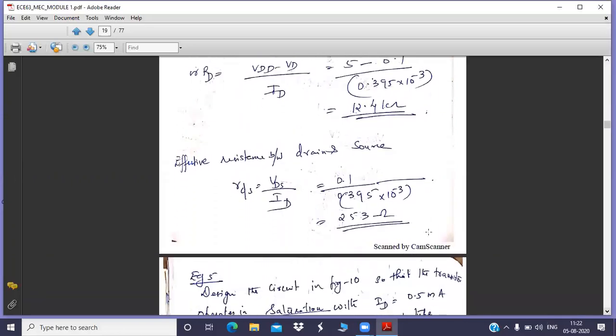I have converted into ampere, so that is why my answer is in ohm. Or else you can put it in kilo ohm, that is 235 by 1000, which is 0.235 kilo ohm. Instead of writing a very small value in kilo ohm, it is better to put a high value in ohms. Is this question clear?